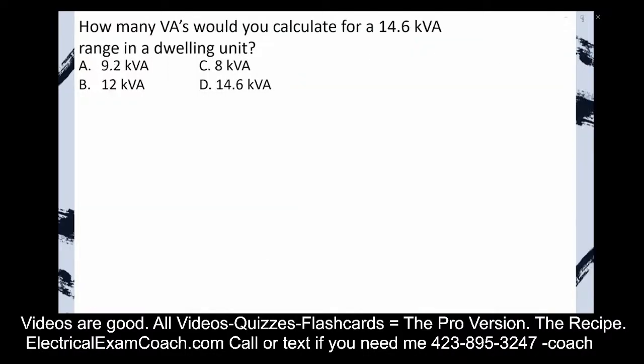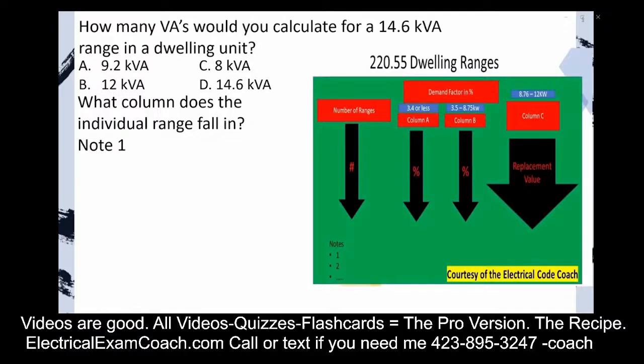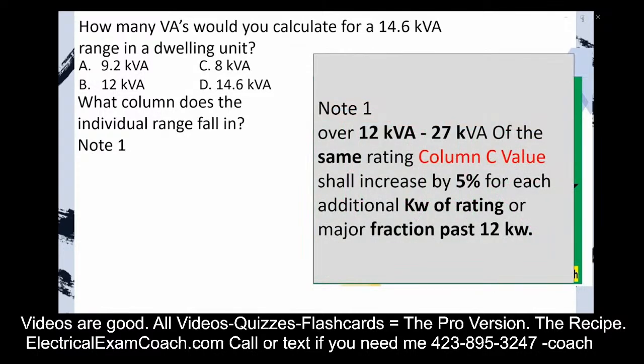How many VAs would you calculate for a 14.6 kVA range in a dwelling unit? Step 1, find out what column our individual range falls in. When we get to column C, we find out that it's only good through 12 kW. When it's over 12 kW, we have to use one of our table notes listed down below the table. In this case, we're going to be using note 1. Note 1 says that when you have ranges that are 12 through 27 kVA, what we're going to do is increase that column C value by 5% for each kW that we are past 12.